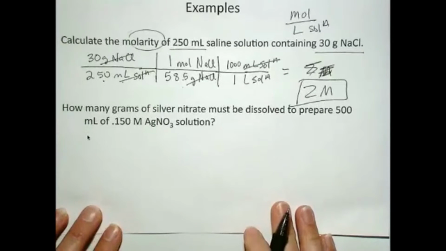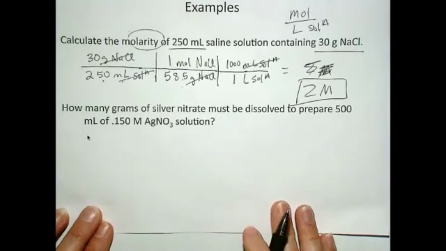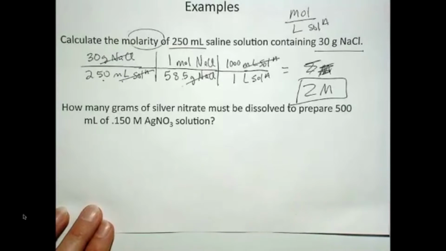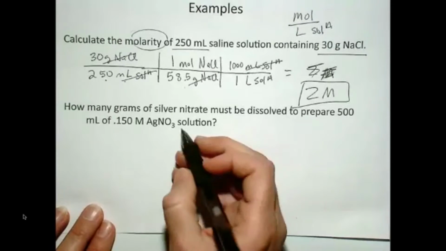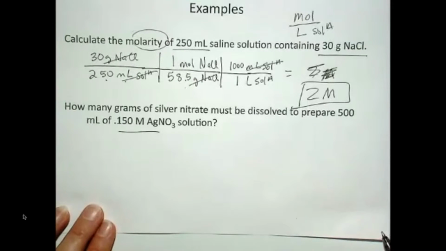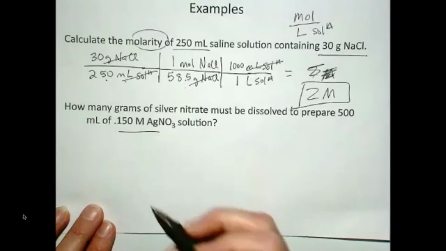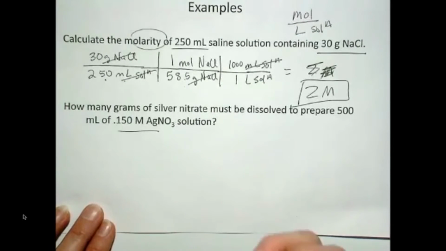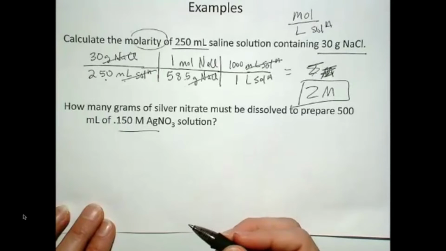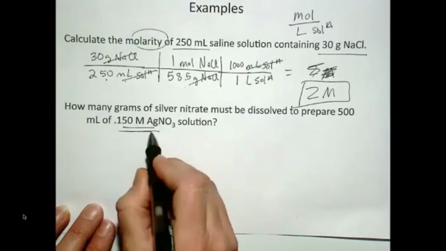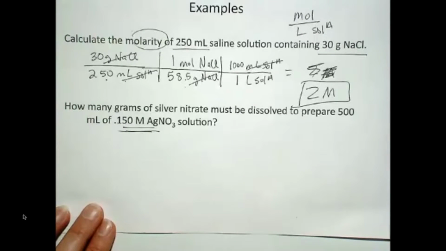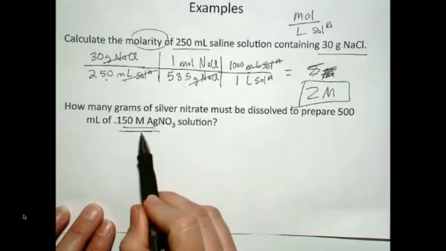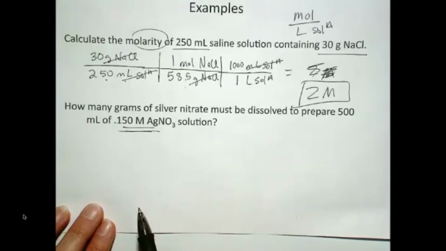Here's another one. How many grams of silver nitrate must be dissolved to prepare 500 milliliters of a 0.15 molar silver nitrate solution? In this case, we know what we want to end up with, a 0.15 molar solution, and we want to know how much silver nitrate we have to weigh out and dissolve in the 500 milliliters, similar to the picture on the previous page. We're going to use the concentration as a conversion factor from volume to moles to figure out how many moles we need to put in, and then convert to grams.